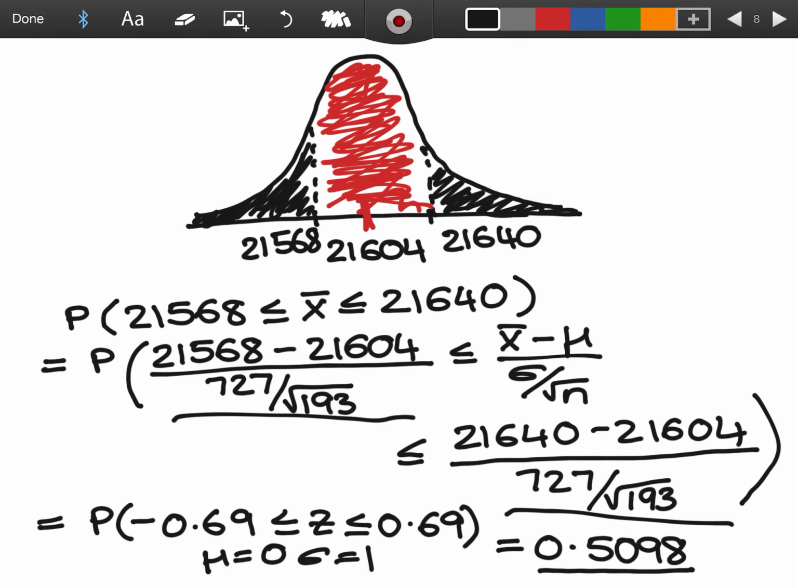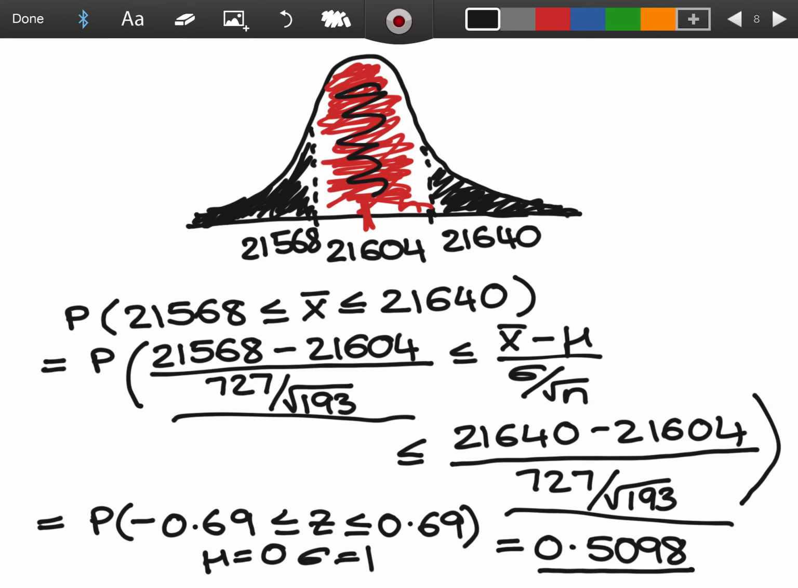Okay, so whenever you see a differs by problem, you have to look at both sides. So you have to add and subtract, in this case 36, from your population mean. Okay, if it differs by less than that value, you look at this inside piece here. When it differs by more than that value, you'll have to do 1 minus that to figure out the probability that you land out here.